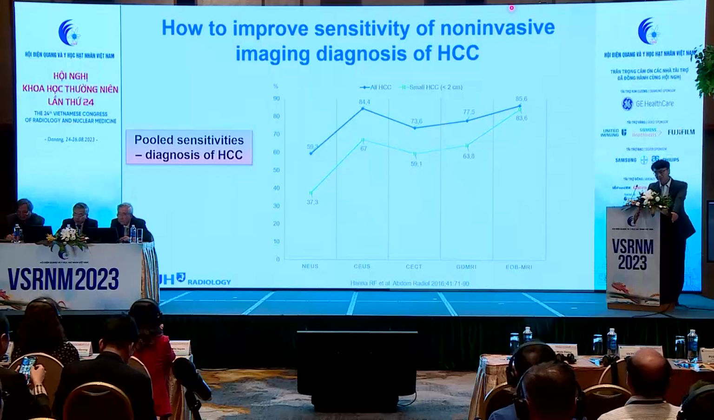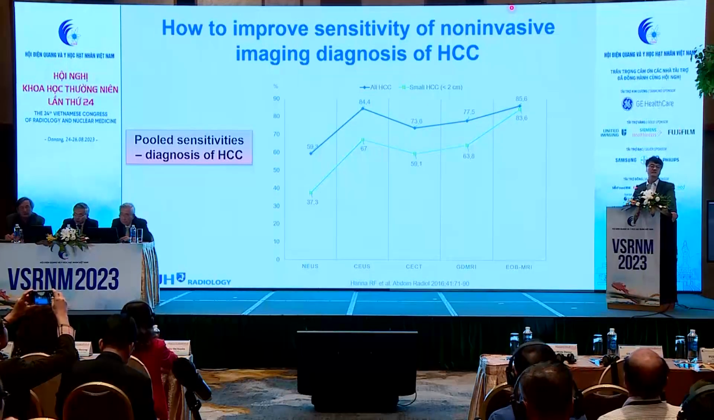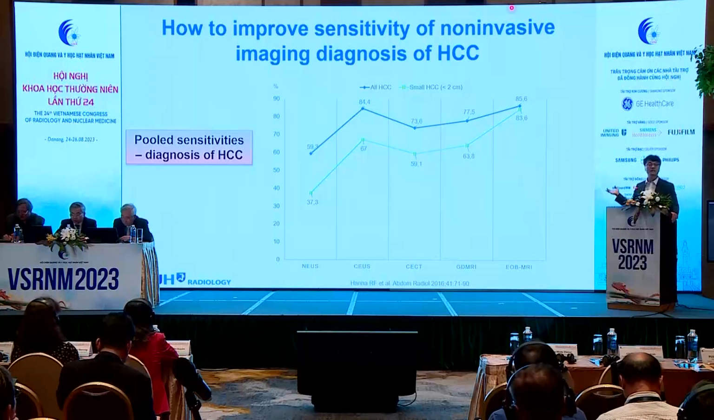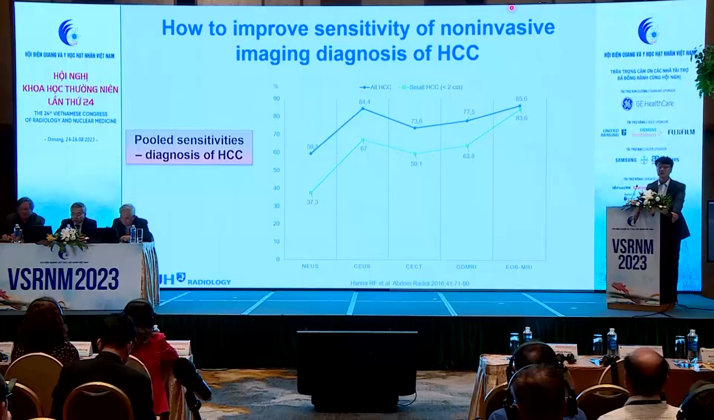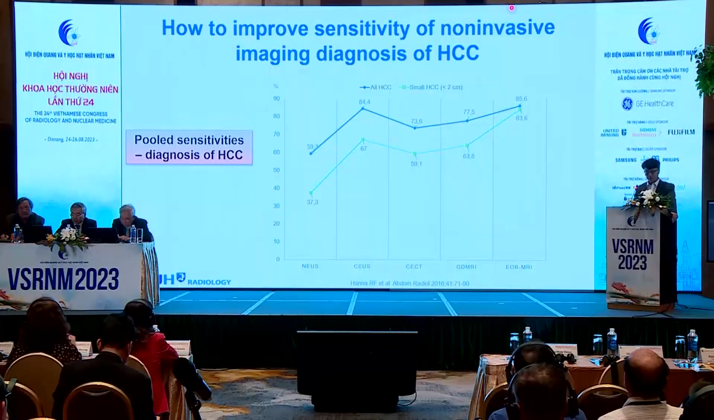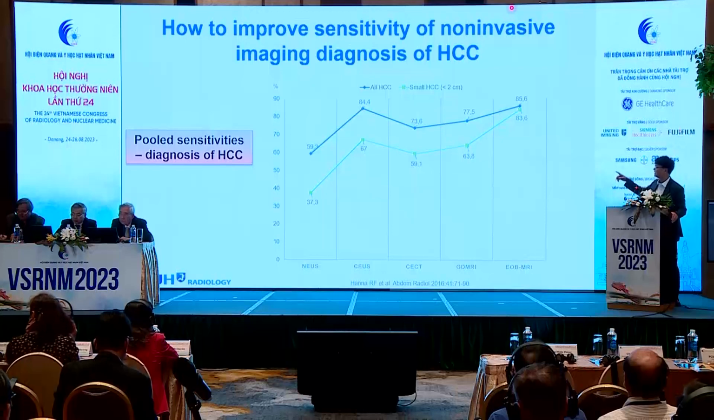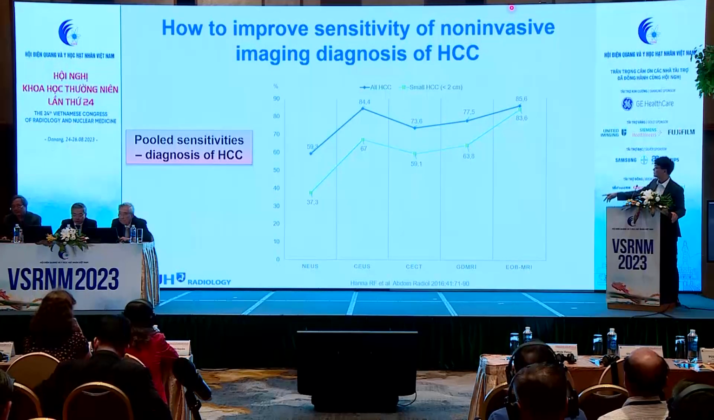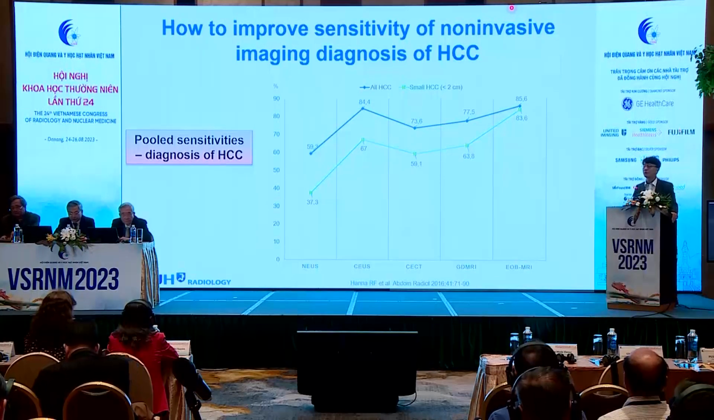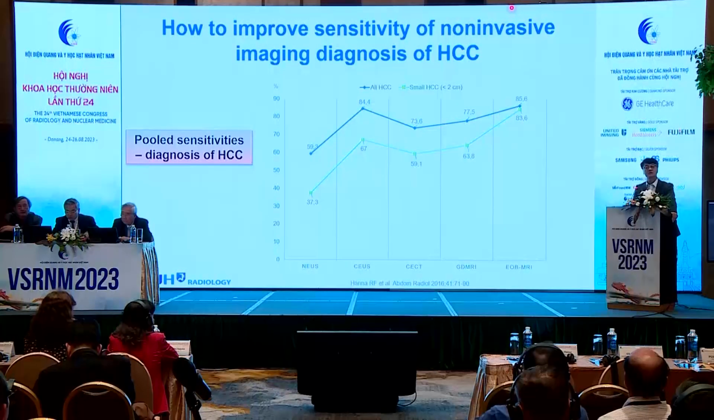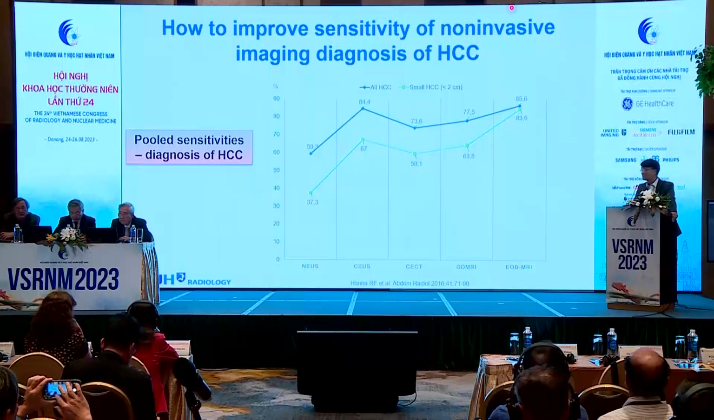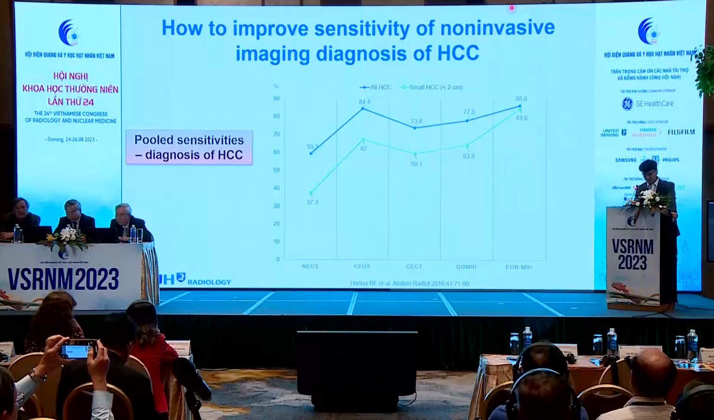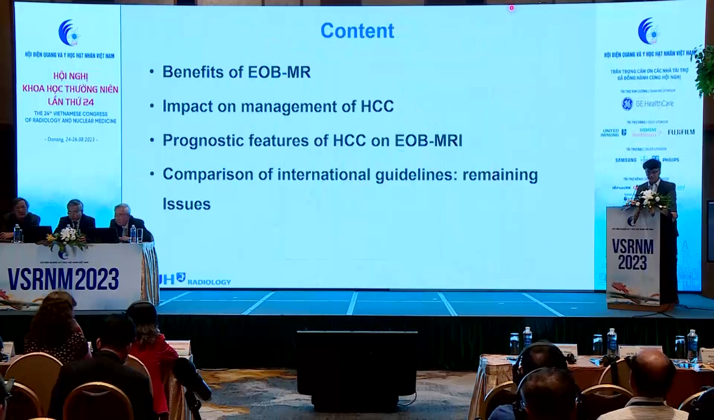So if you want to improve the sensitivity of imaging tests for HCC, what would be the best option? According to a meta-analysis paper, EOB-MRI is one of the options. If you look at the sensitivity and specificity, that of contrast-enhanced CT is 74%, and if you use dynamic MR with ECCM, 78%. If you use EOB, 86% sensitivity could be expected.